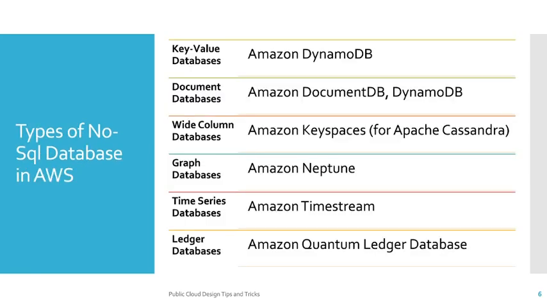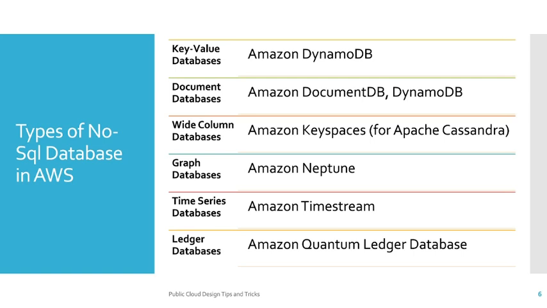So types of NoSQL database in AWS. If you are looking for a key value way of database designing, in that case you can use Amazon DynamoDB. If you are looking for document database design, then you can go ahead with Amazon DocumentDB and DynamoDB. If you are looking for a wide column database like Apache Cassandra, then you can go ahead with Amazon Keyspaces. If you are looking for a graph database kind of NoSQL database, then you can go ahead with Amazon Neptune.